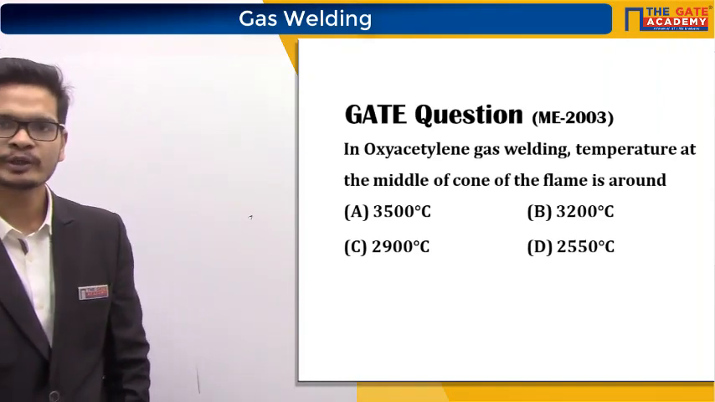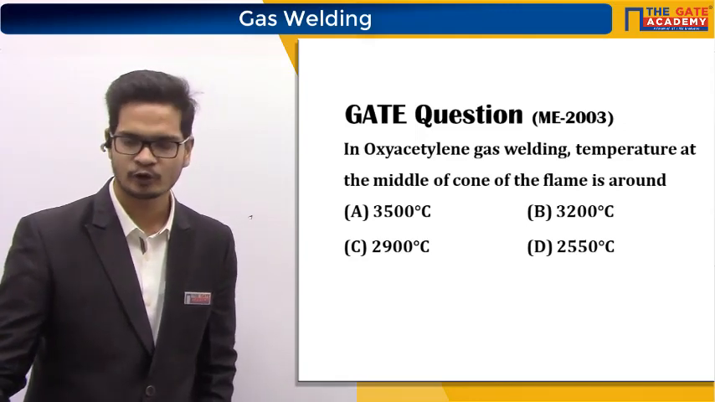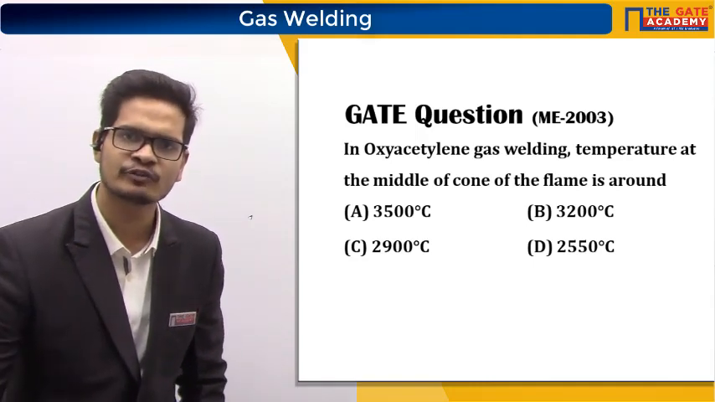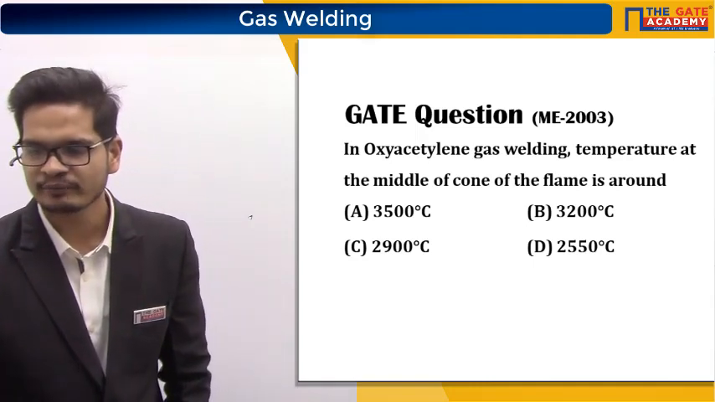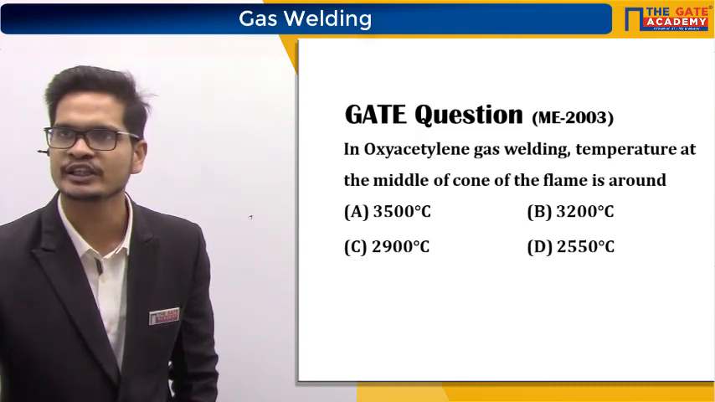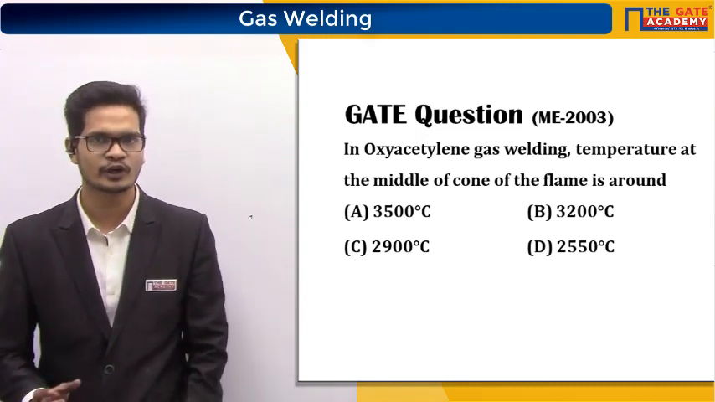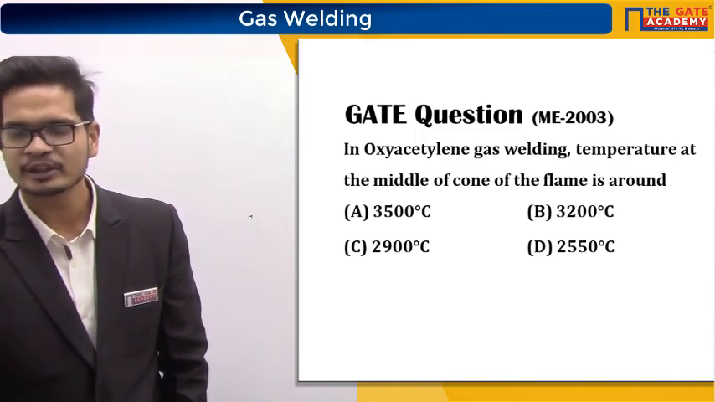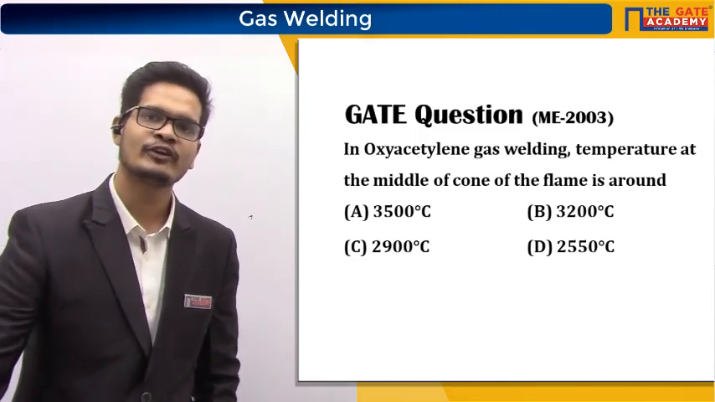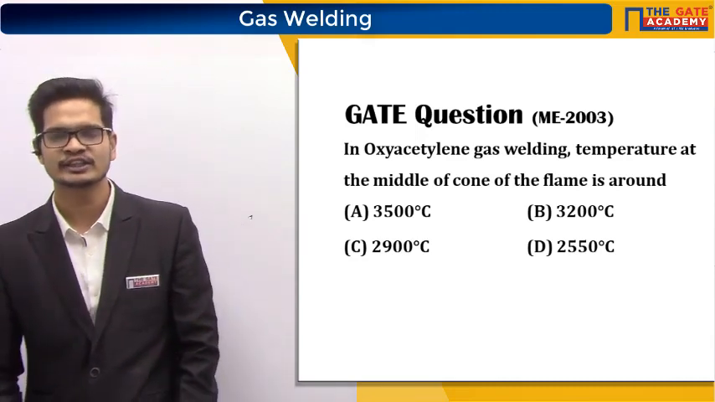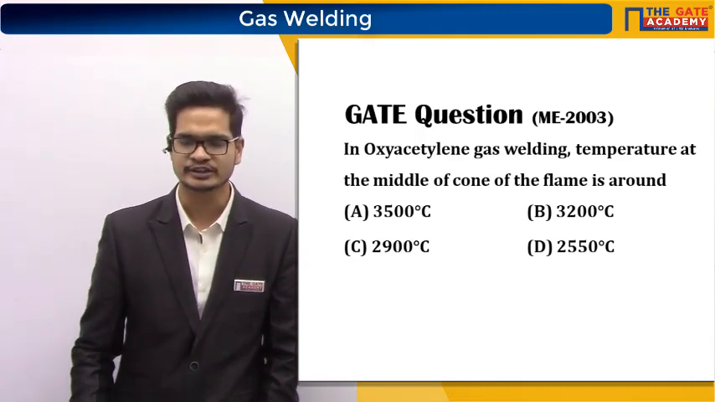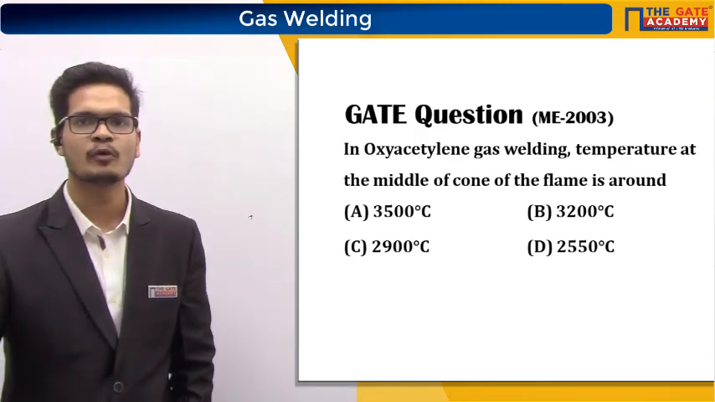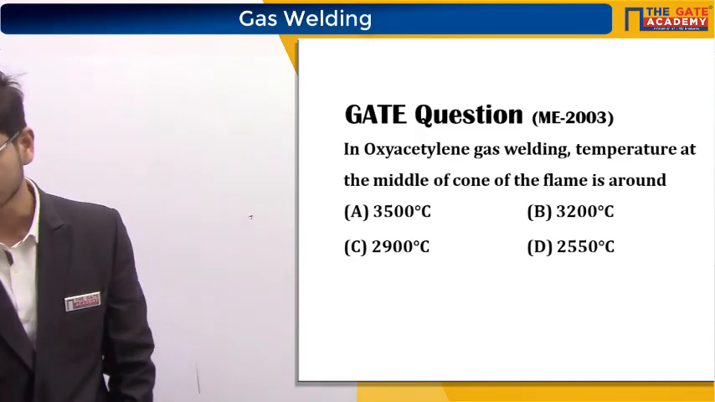Even if you are not able to decode whether we have to take neutral flame or not, by eliminating the options also you can see the maximum temperature occurs in oxidizing flame, that was 3380 degrees, approximately 3400 degrees. So option A is wrong. The minimum temperature occurs in carburizing flame, it was 3040 degrees, approximately 3000 degrees. So even option C and option D are wrong. On basis of that, option B is the most correct answer.